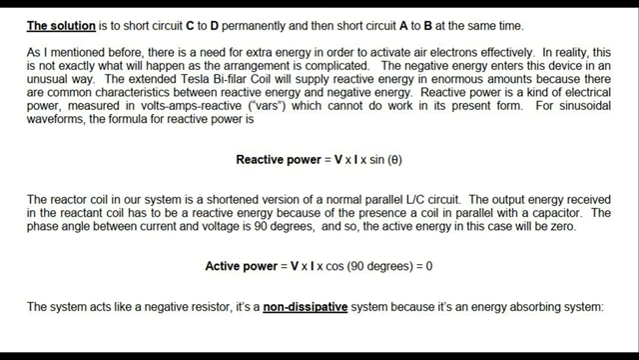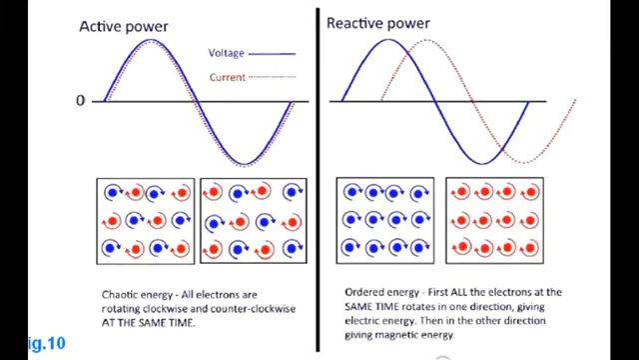It's a non-dissipative system because it's an energy-absorbing system. Active power: chaotic energy, all electrons are rotating clockwise and counterclockwise at the same time. Reactive power: ordered energy. First all the electrons at the same time rotate in one direction, giving electric energy. Then in the other direction, giving magnetic energy.